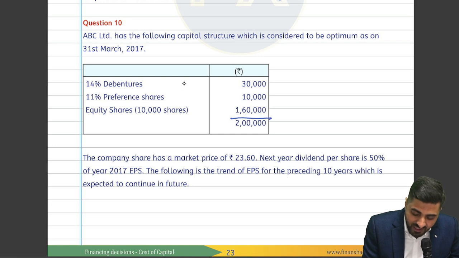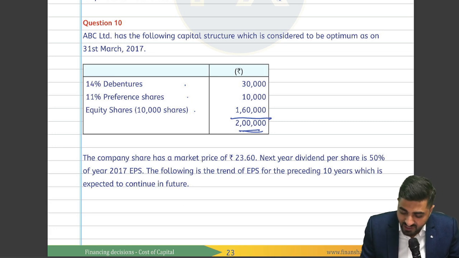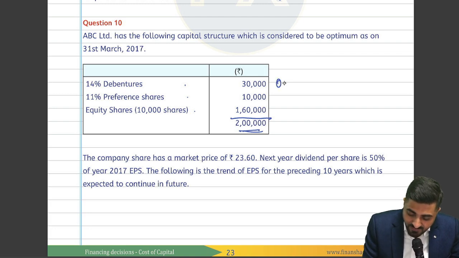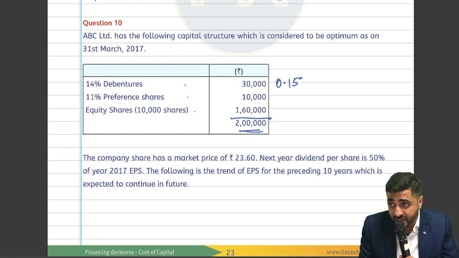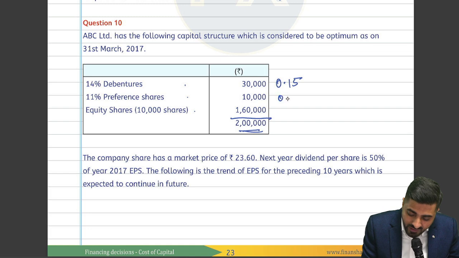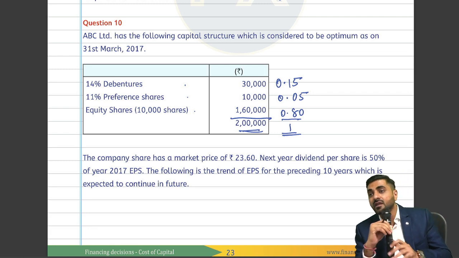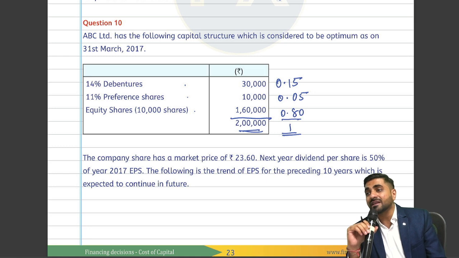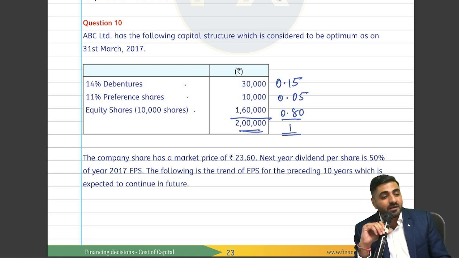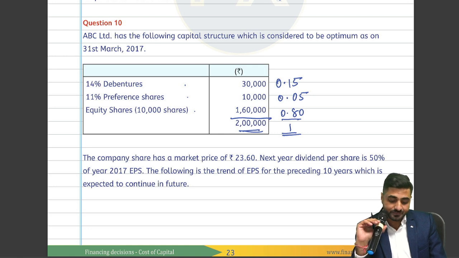What is this capital structure they have given to you? That includes debt, preference, equity. What is the total amount, guys? 2 lakhs. Can you please give me the weights of debt? 30,000 divided by 2 lakhs. Can I say debt is 15% or 0.15? Come on, yes or no? Yes, sir. 10,000 divided by 2 lakh is 0.05. And 1 lakh 60 divided by 2 lakh will be 0.8. Because obviously the total should be 1. So any extra amount which will be raised, will it be raised on the basis of the optimum capital structure? Come on, yes or no? Yes, sir. Of optimum capital structure.